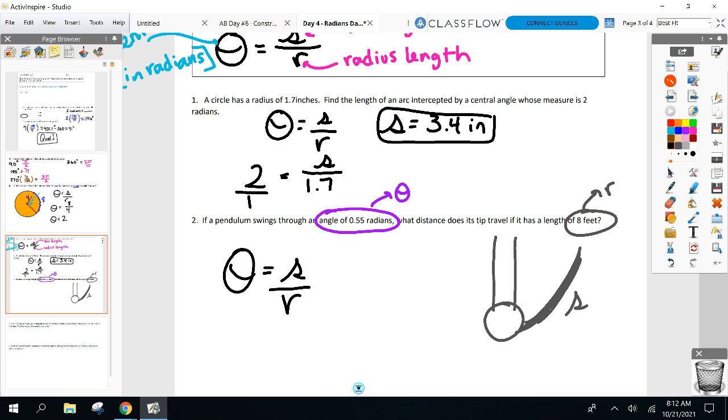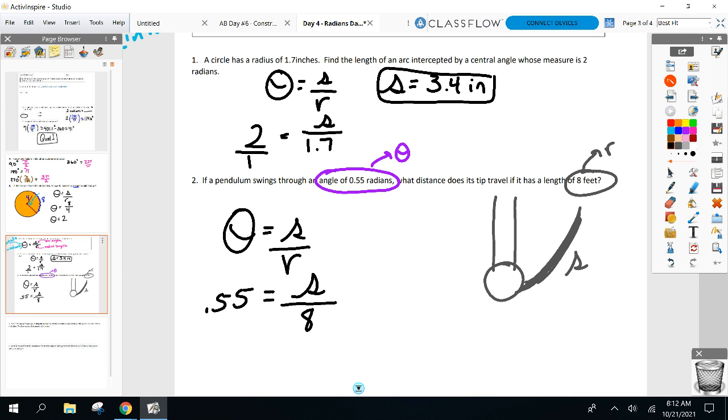So I'm going to put in 0.55 equals S, which is the arc length I'm trying to find, over the length of the pendulum, which is the radius, 8. Okay? So any pendulum questions we have in the future, the length of the pendulum is your radius.